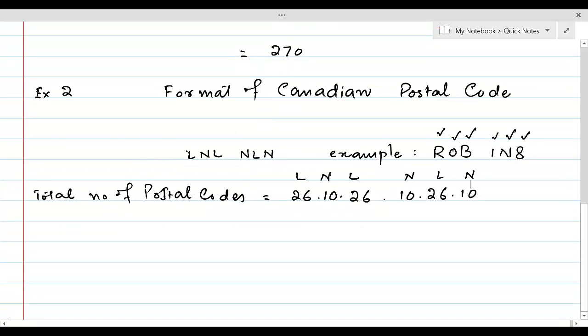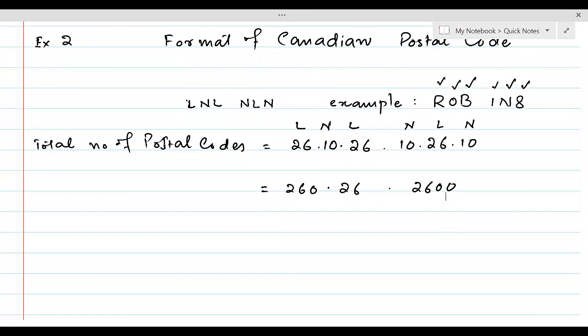So if we multiply, this would become 26 times 10 would be 260, times 26, this would be 2600. And if we multiply each one of them, this would give us 60 times 2600.